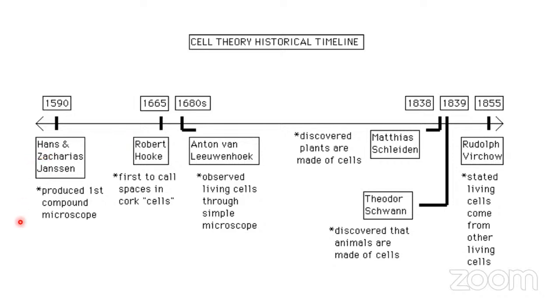So, for example, the first compound microscope was invented in 1590. Later on, in 1665, Robert Hooke, as I told, was the first to visualize cells in a cork slice. Then in 1680, Anton van Leeuwenhoek observed living cells through the simple microscope. After that, in 1838, Matthias Schleiden discovered plants are made up of cells. Around 1839, Theodor Schwann discovered that animals are made up of cells.